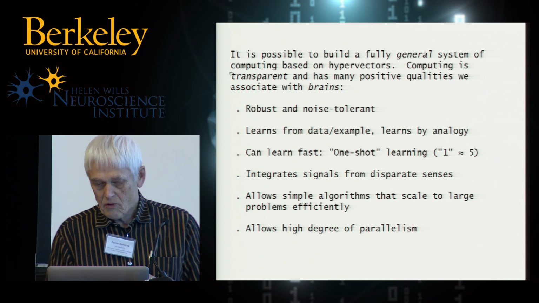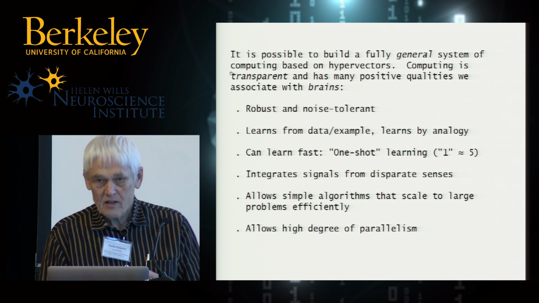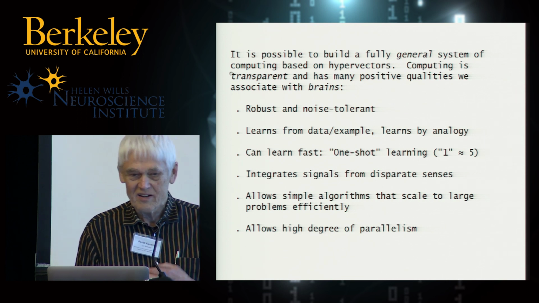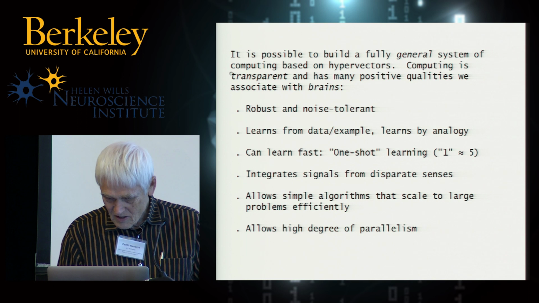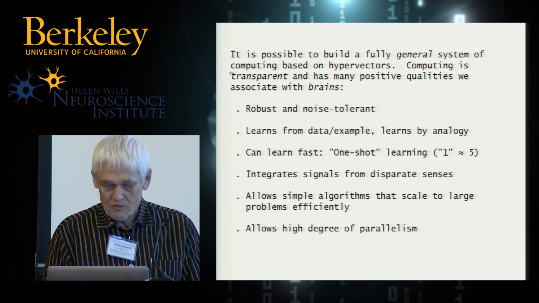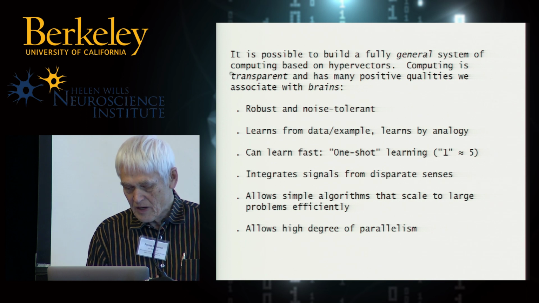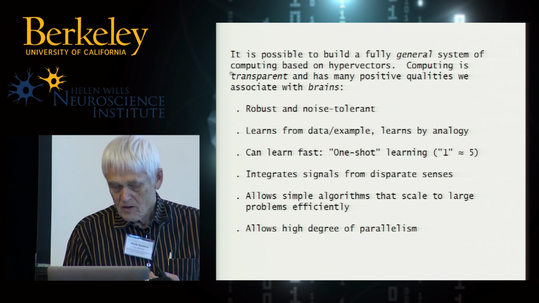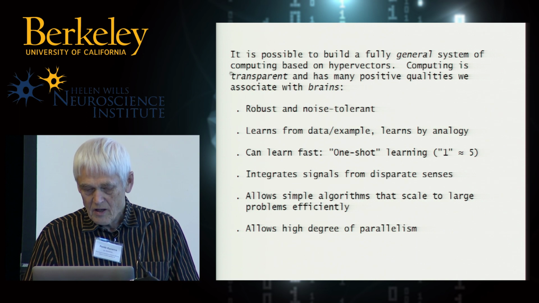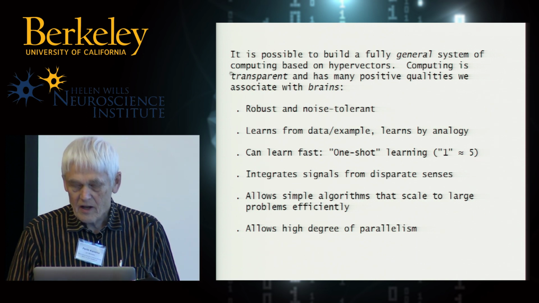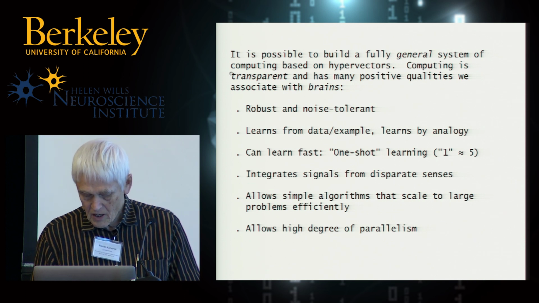This kind of computing is robust and noise tolerant, and that comes from high dimensionality. It can learn fast. We can demonstrate one-shot learning, and when we talk with psychologists, it turns out that one really is something like 5. One-shot learning means that you do not have to repeat very many times before you can produce a permanent memory, or learn something permanently, or relatively speaking permanently. It can integrate signals from disparate senses, so it should be good for multimodal information handling, and it allows simple algorithms at scale to solve large problems very efficiently, and it allows a high degree of parallelism.